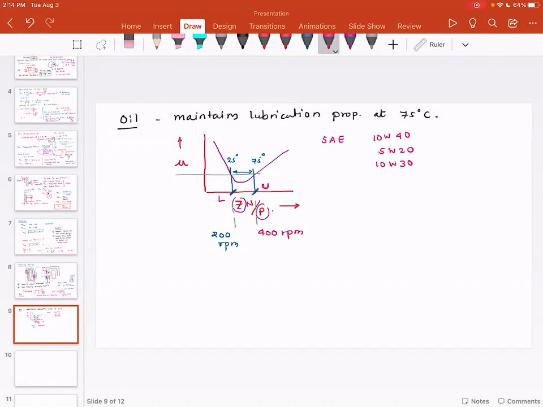So you want to select the oil that matches this profile. Then you will say that is the oil to be used for this gearbox. And these are some of the important criteria. Then there is an entire branch of engineering called tribology, that studies friction, wear, and lubrication.